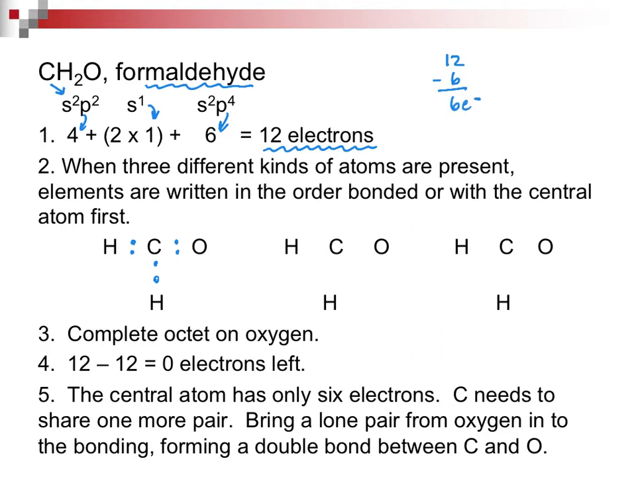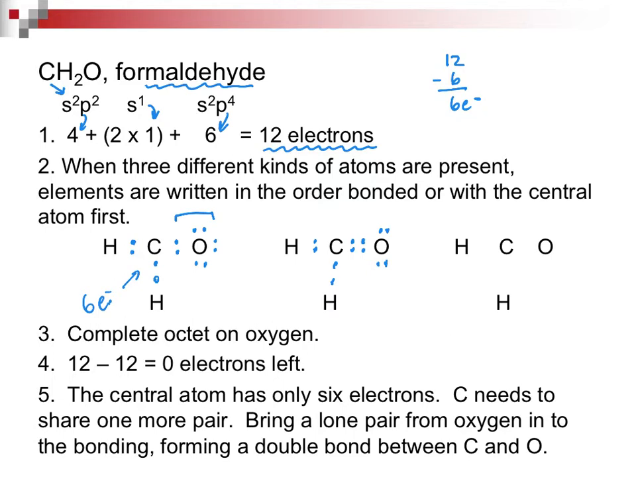Hydrogen only requires 2, so it is done. So what I need to do is put those electrons around the oxygen, the 6. 1, 2, 3, 4, 5, 6. Now, oxygen has a gorgeous octet, but carbon only has 6 electrons. So what we're going to have to do is rearrange them. The way we do that is we take a pair of the electrons on the oxygen, and we put it between the carbon and the oxygen.